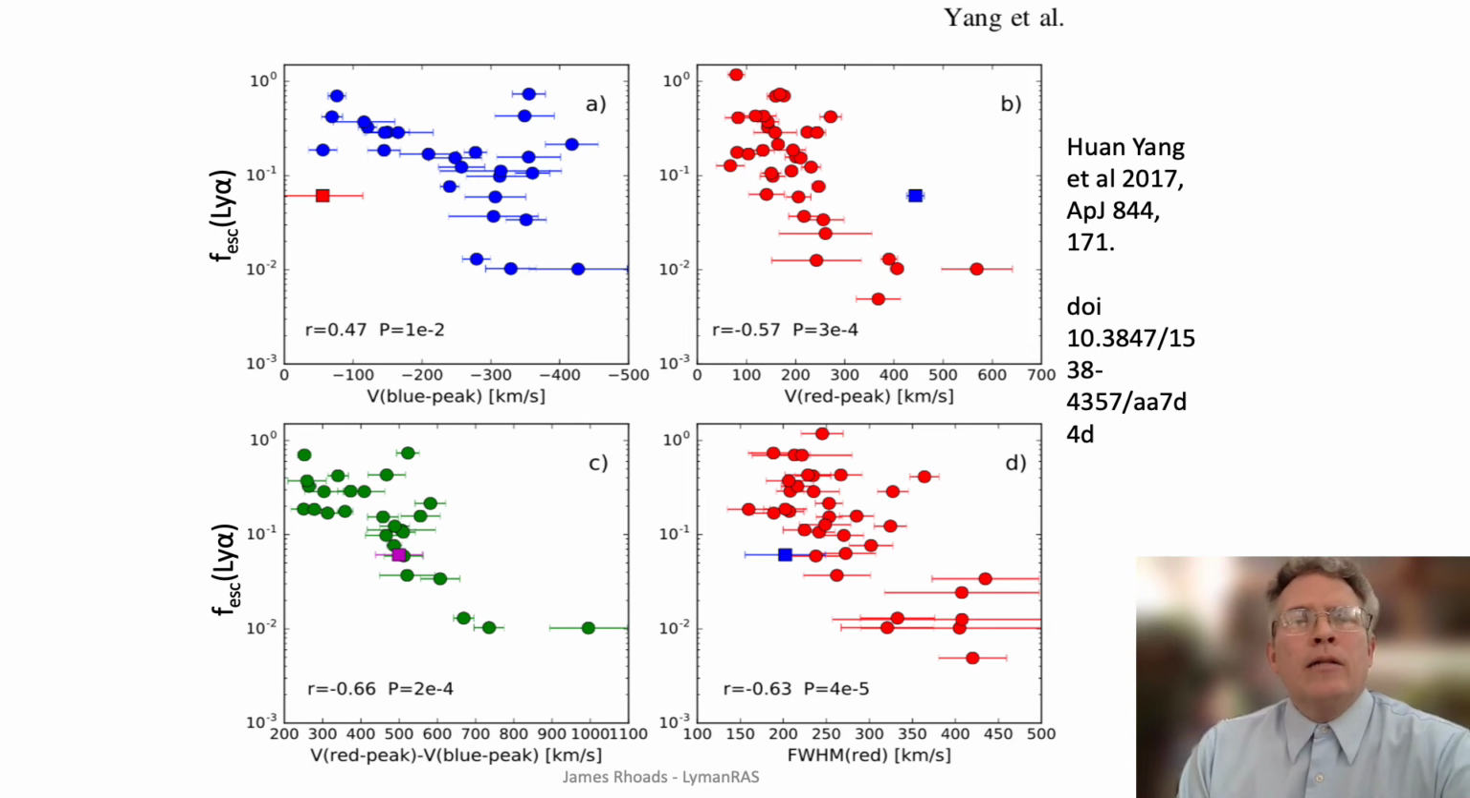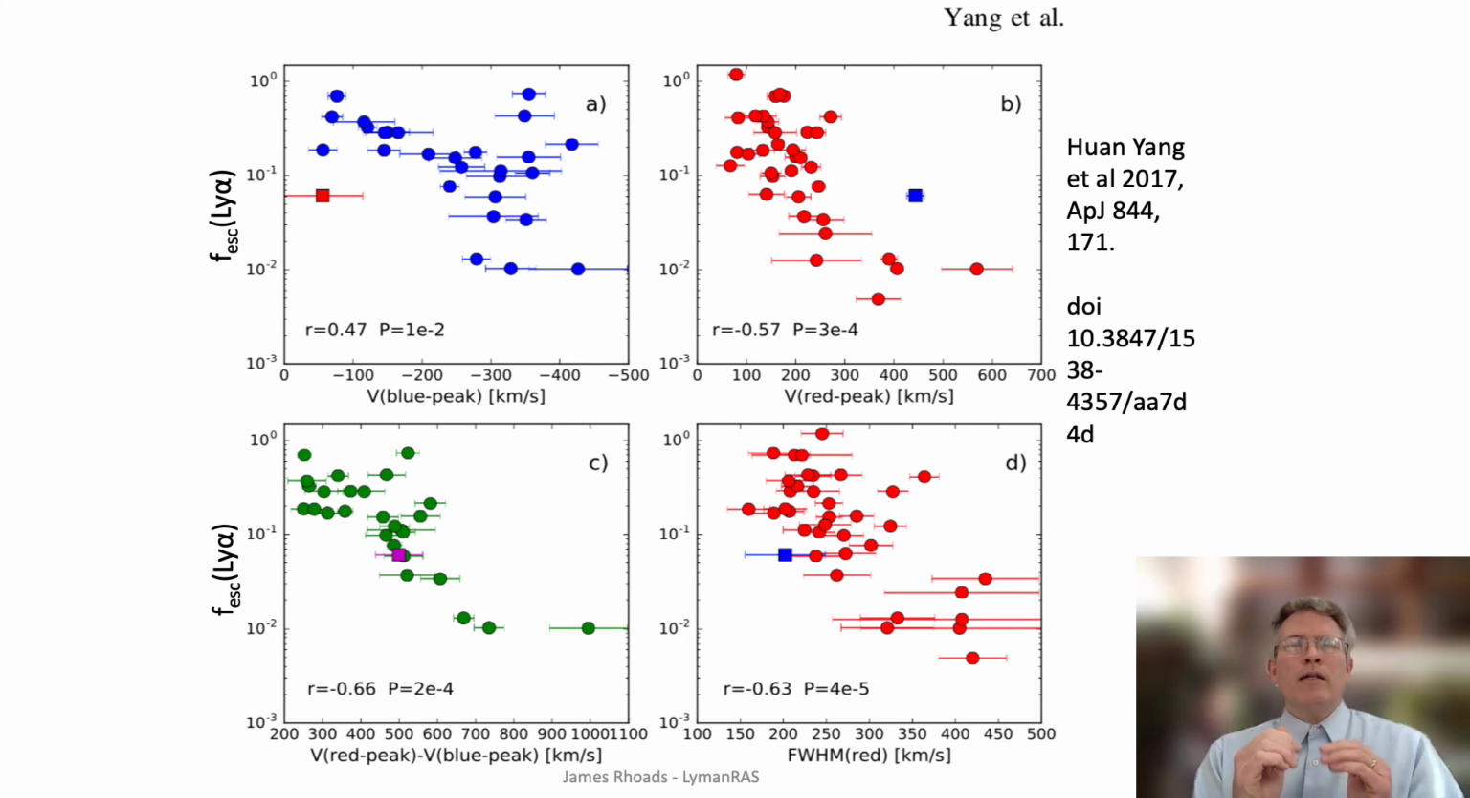So on this slide, we have Lyman alpha escape fraction shown as a function of 4 different kinematic indicators. The first one is the velocity offset of the blue peak of the line from systemic redshift. The second one is the velocity offset of the red peak of the line from the systemic redshift. Third panel is the separation of the 2 lines. And the fourth panel is the width of a line, the red peak, that is.